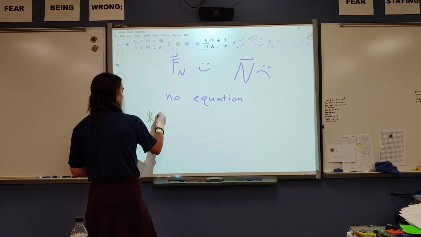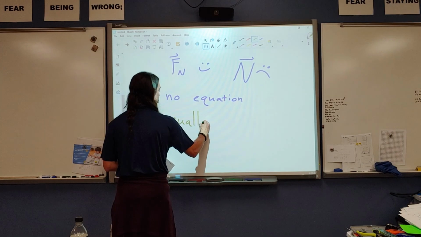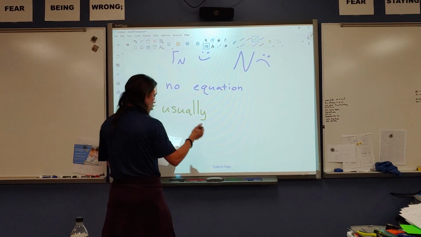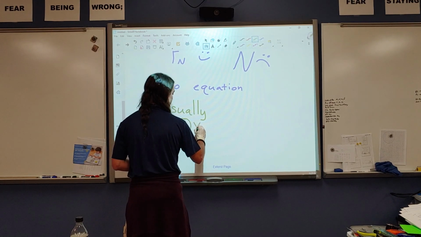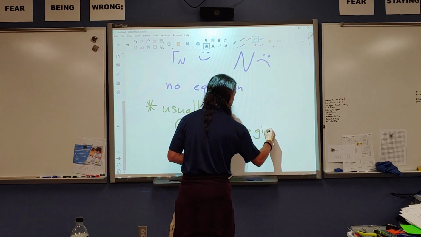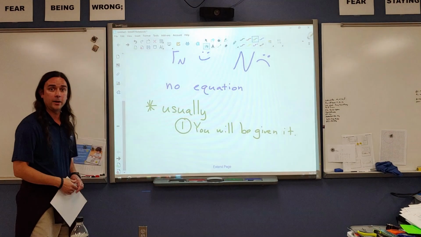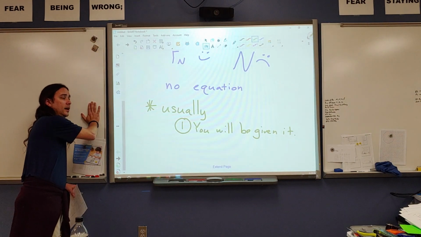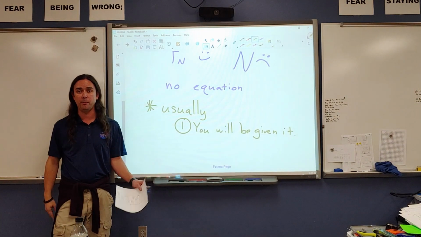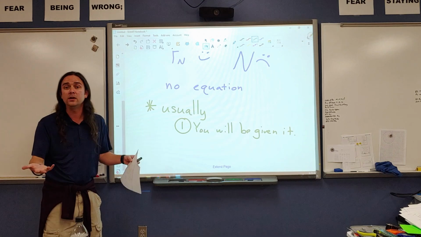On the upside, there are some options. Usually, one of 2 things will happen. Even though we don't have an equation for it, one, you will be given the value. So if we talk about a normal force, we might say I apply a force onto the wall, and it has a magnitude of 10 newtons. I might just straight up give you the number.